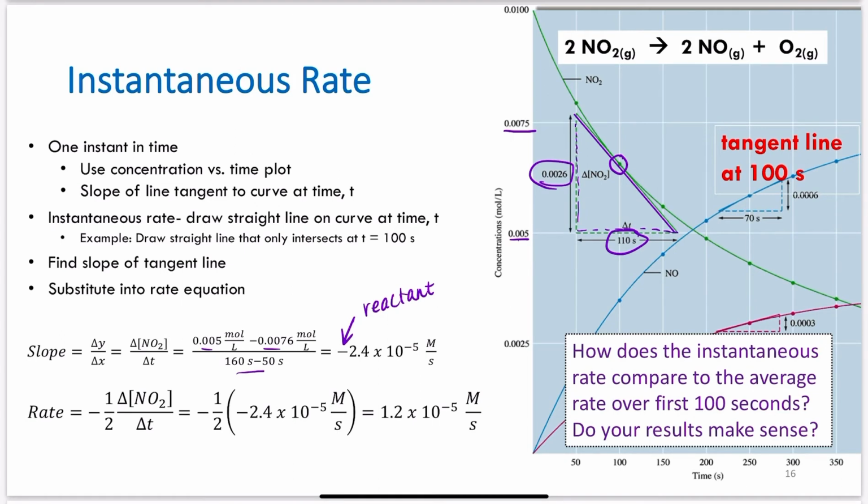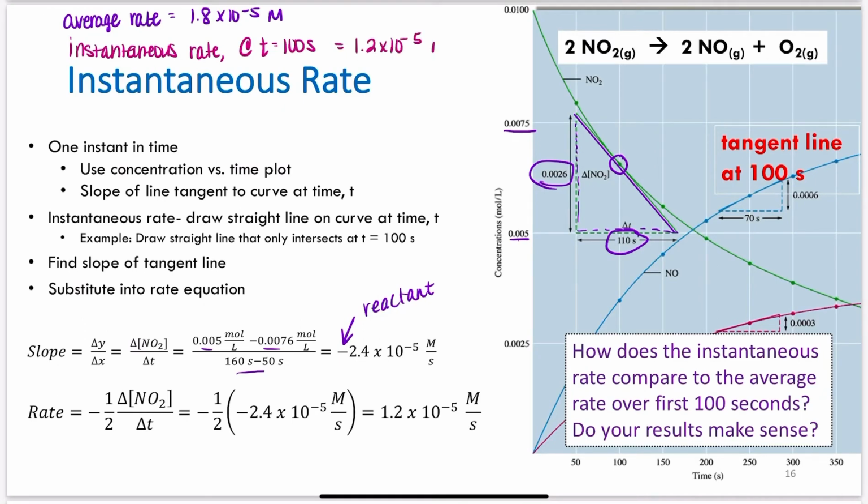The rate here, plug that in for the concentration of NO2, and we get a rate of 1.2 times 10 to the minus 5th molar per second. How does the instantaneous rate compare to the average rate of the first 100 seconds, though? We calculated on the previous slide the average rate was 1.8 times 10 to the minus 5 molar. Here, we're calculating our instantaneous rate at time 100 seconds, which is equal to 1.2 times 10 to the minus 5th molar. Does that make sense to you?